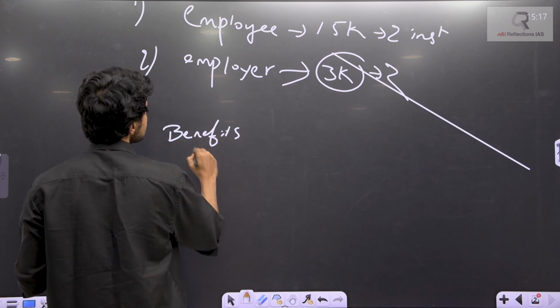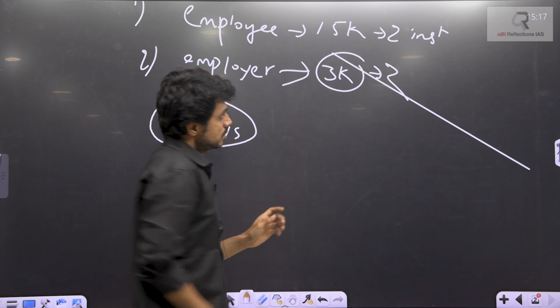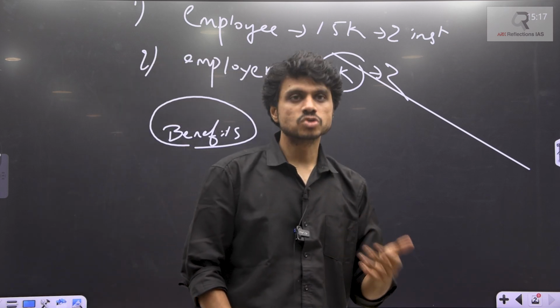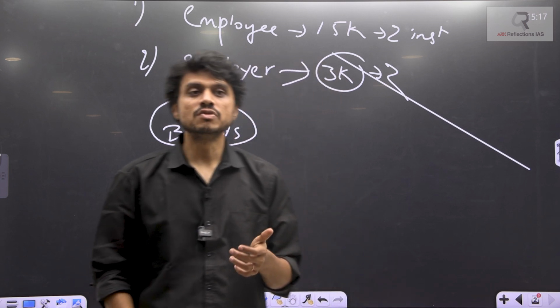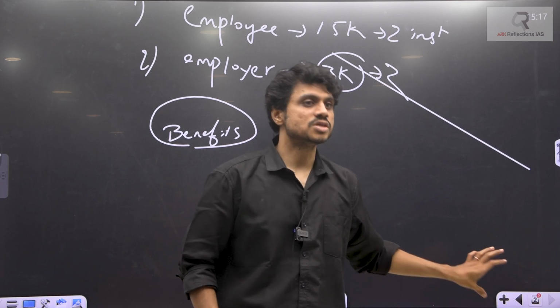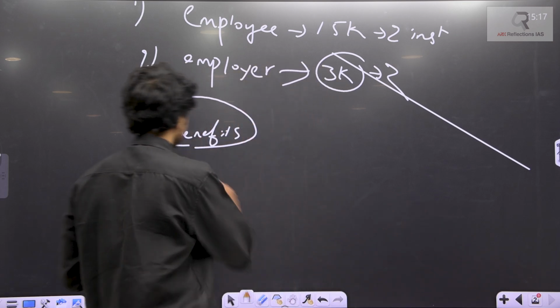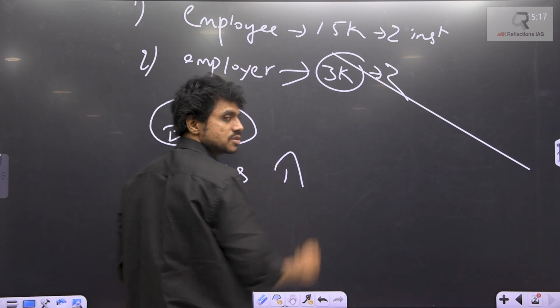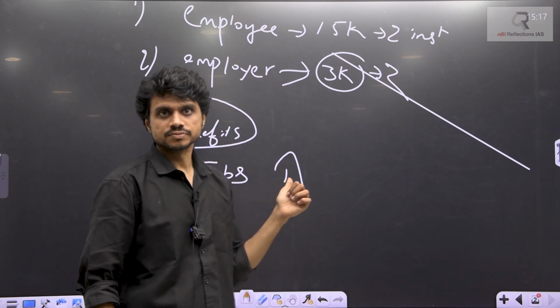So with this, what happens? The people on the payroll will increase. So this is like creation of more jobs. Sometimes, even though there are jobs, they are shown under unemployment because they are not registered. So with this, job registration increases. First point.